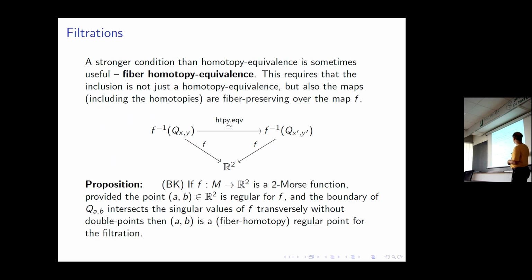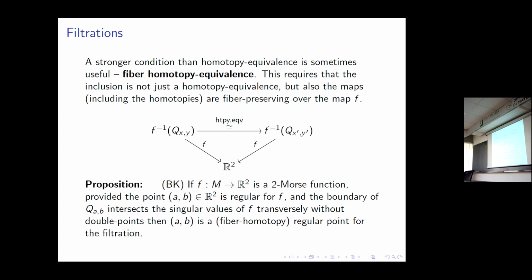So let's see, this theorem. Okay, so if you have a two-Morse function, provided your point in the plane is regular for f, and the boundary of that quadrant, so by boundary of the quadrant, I mean these two edges, provided those intersect the singular values of f transversely and without double points. So we're not allowing intersections like that, where you have two of the singular curves crossing each other and you're going through like that. So those kinds of things are to be avoided.